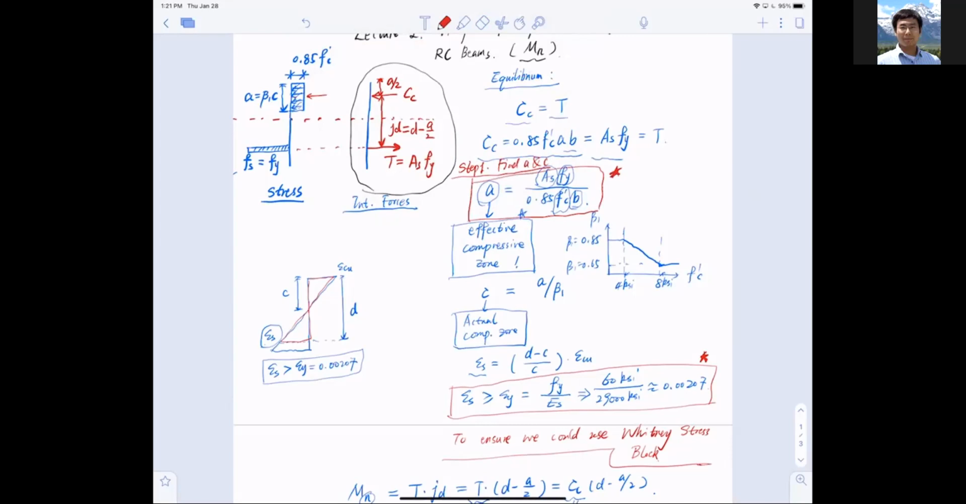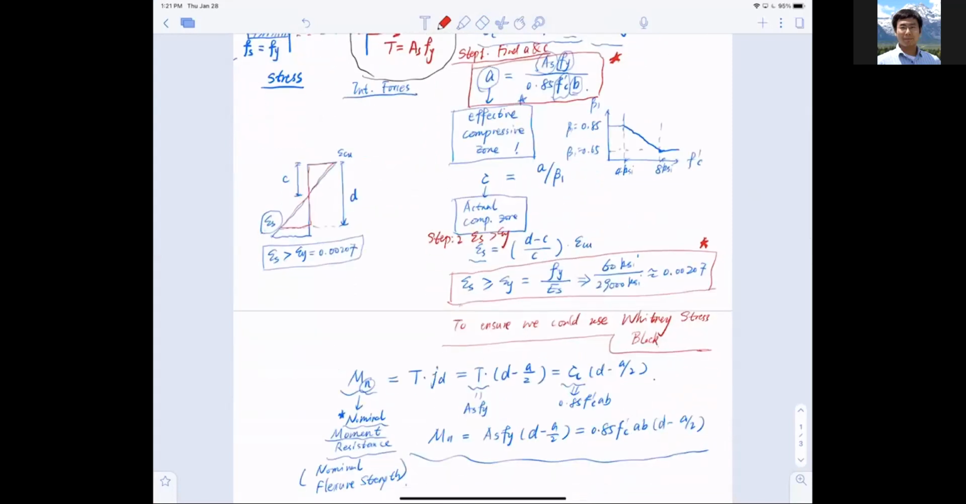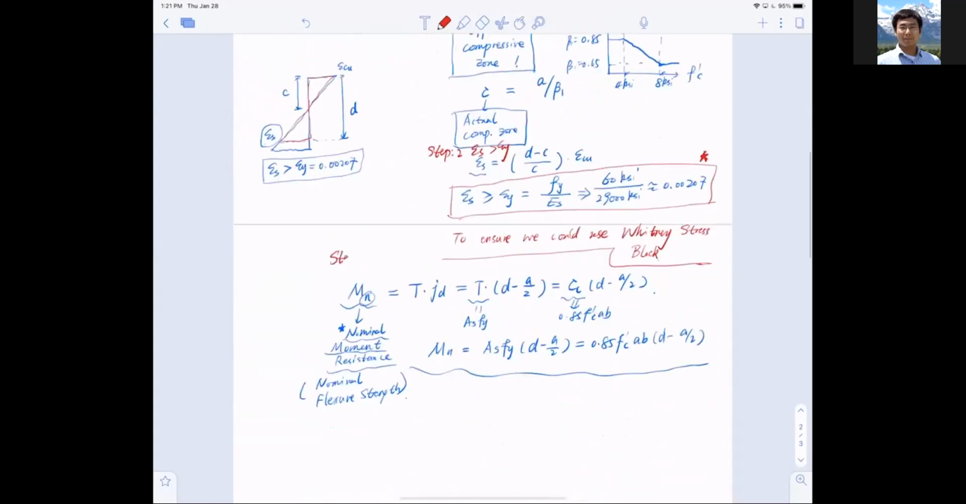Now, once we find a and c, step two is to find what? Step two is to find epsilon S and check that the strain is yielded, and use this equation right here. And step three is to find the moment capacity Mn, and utilize this equation right here. So this is how we go about this business. This is how we solve the problem.